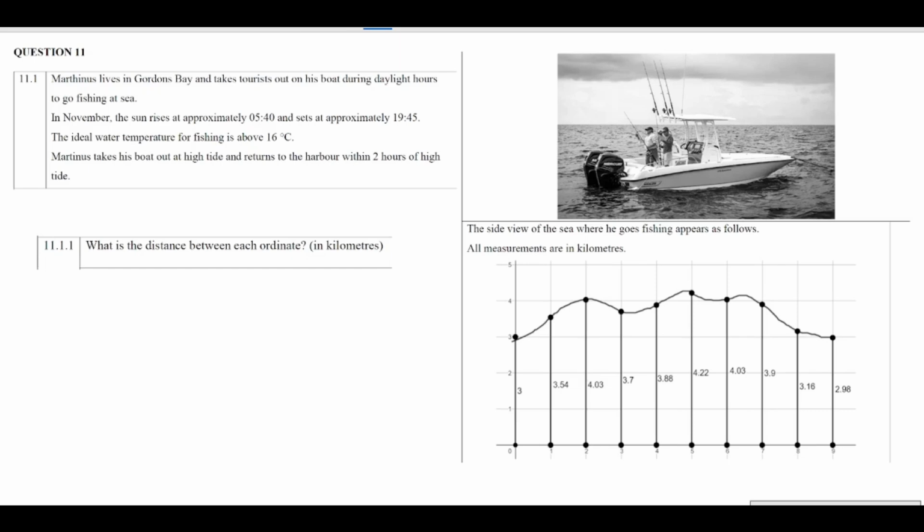Welcome back to the last question of the question paper. We are on question number 11, which is the last question of the question paper.